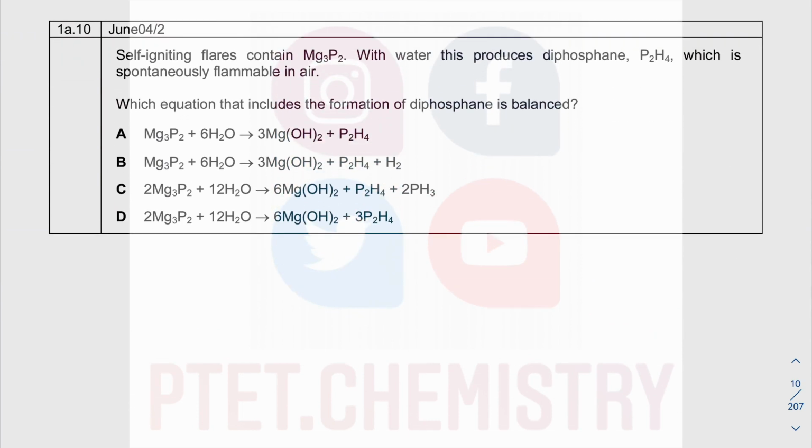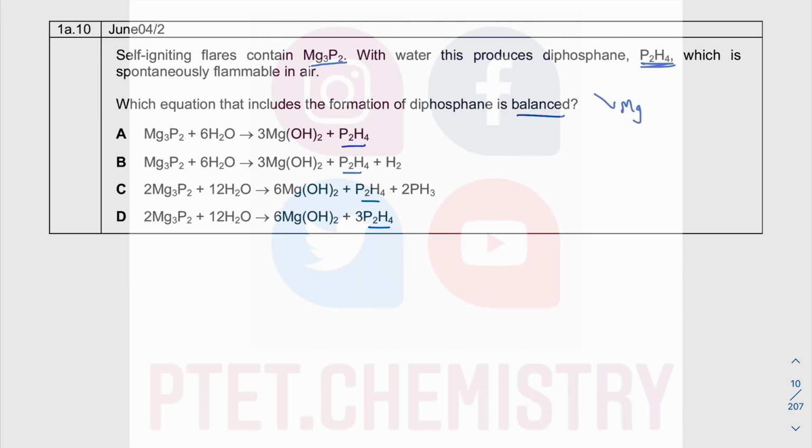Next bit is about balancing equations, believe it or not. Okay, why is it confusing? Well, Mg3P2 reacting with water, you produce P2H4, which is spontaneously flammable in air. Which one is balanced? Okay, the easiest thing is probably to start with 3Mg. So the magnesium is balanced, and 6Mg, the magnesium are all balanced.